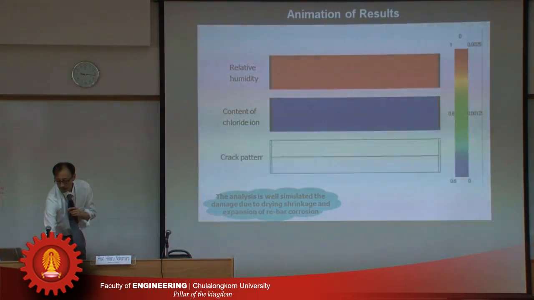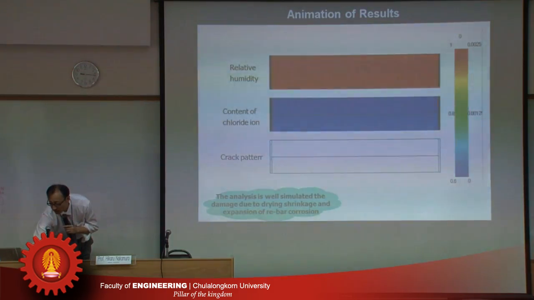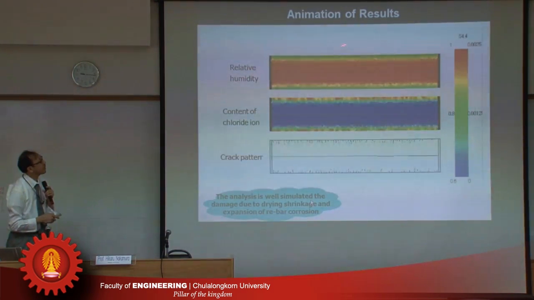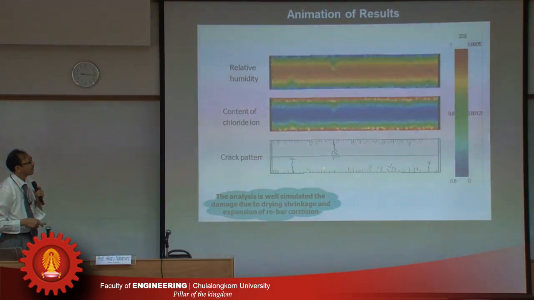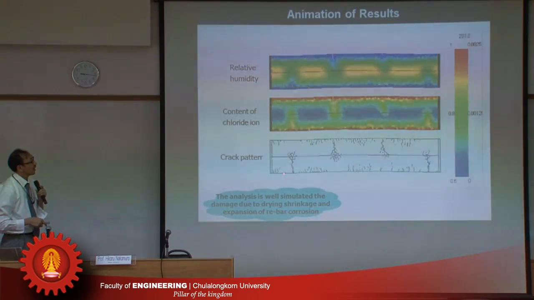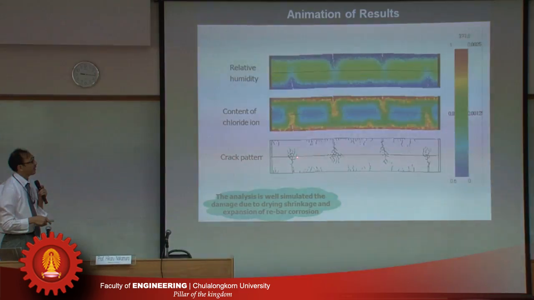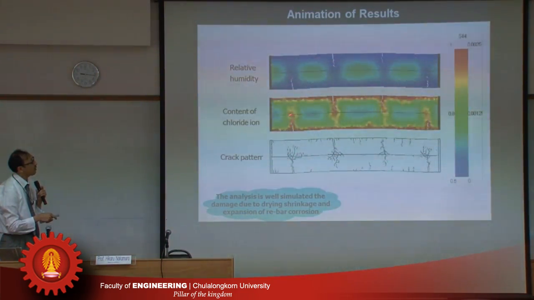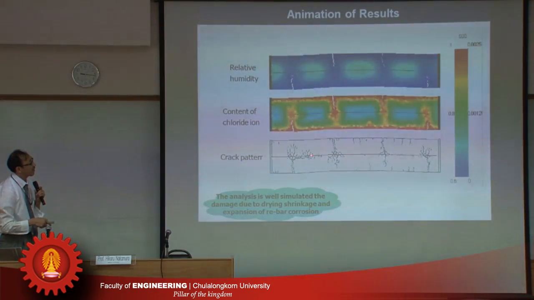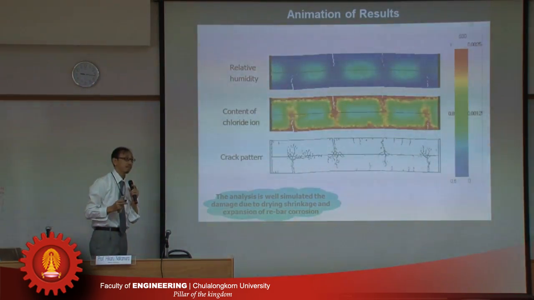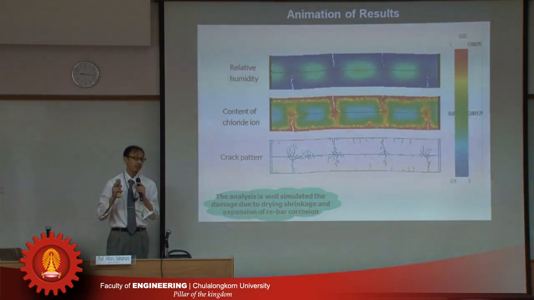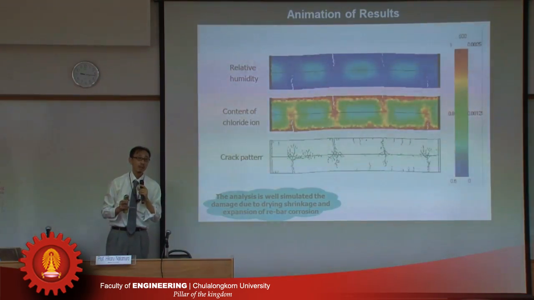So let's see the animation of this one. I think this animation is interesting. Drying starts and drying shrinkage cracks occur on the surface, and suddenly a major crack occurs. And chloride ions penetrate through the crack. After the corrosion starts, the crack propagates along the rebar. So I think this behavior is similar. This is just a simulation, but this behavior is similar.